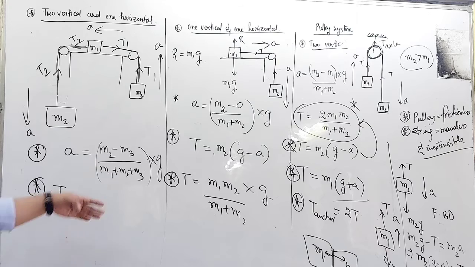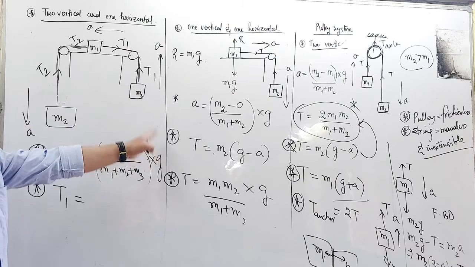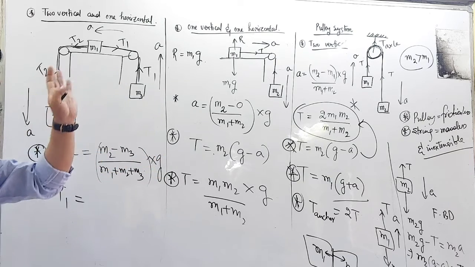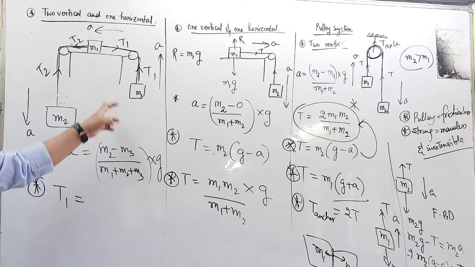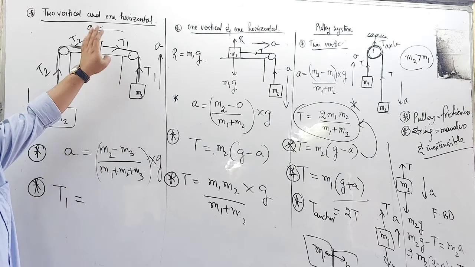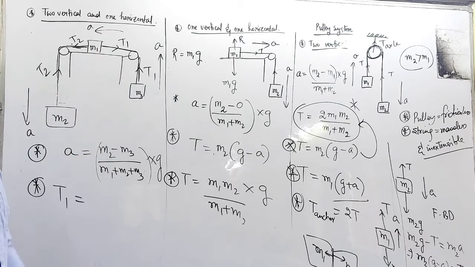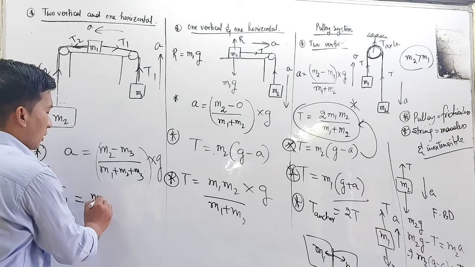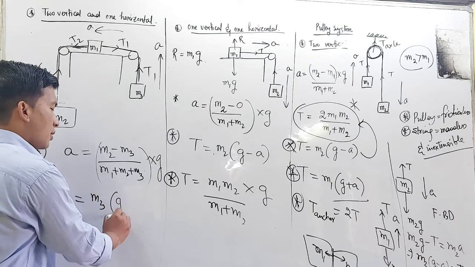T1 is very simple. You don't have to remember this whole expression m1, m2, m3. You have to simply go through our logical interpretation. M3 is ascending, so its weight will be increased. Weight increase: m3 into g plus a.